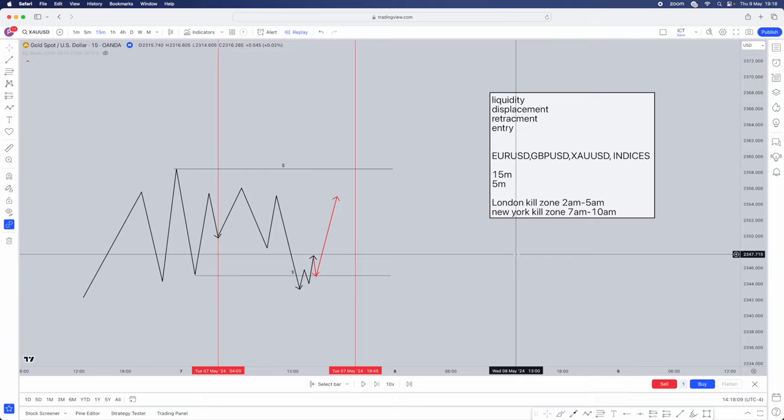So I'm going to be showing you that in the live chart right now. Make sure you take notes. It's a very short video because it's so effective. You can apply this straight away in your trading.